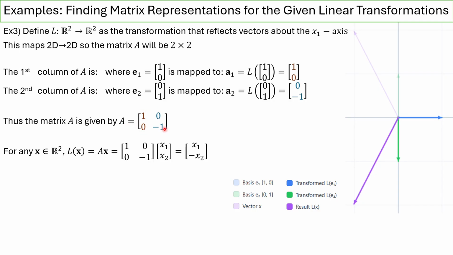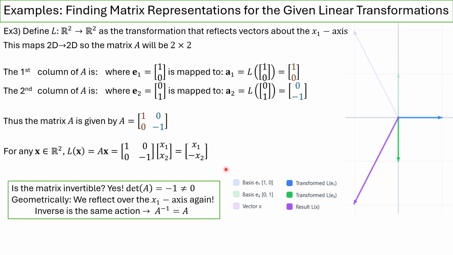When we apply this matrix to a general vector x with components x1 and x2, the matrix multiplication leaves x1 alone, but flips the sign of x2, which is exactly the reflection formula we wanted. Finally, let's find out, is this matrix invertible? Mathematically, the determinant is -1. Since that is not 0, the answer must be yes.